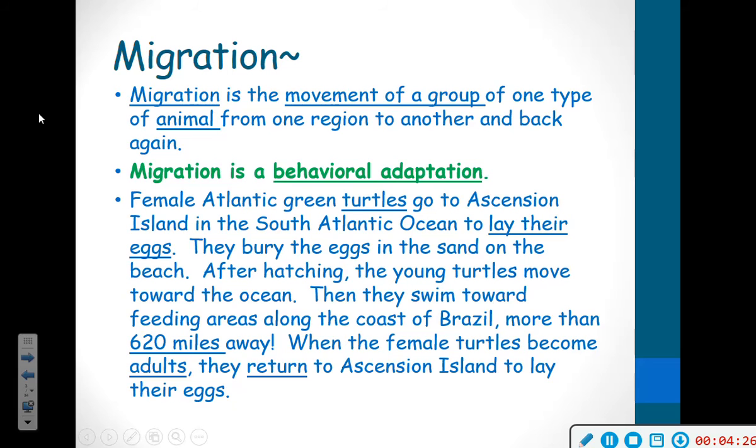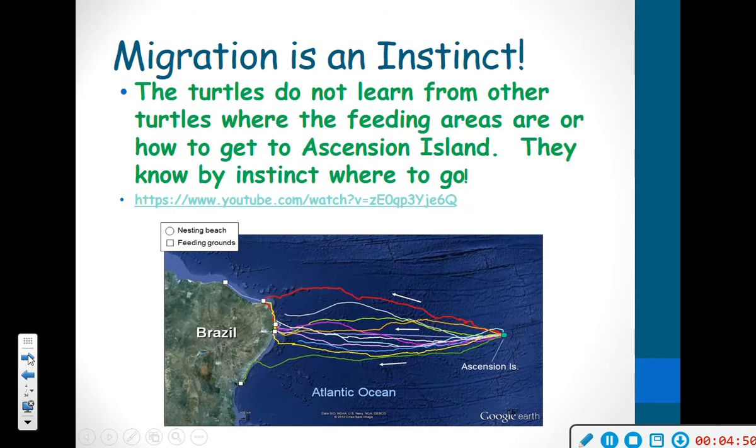And when the female turtles become adults, so these babies, the female ones, when they grow up, they return to Ascension Island and lay their eggs there. It's just something that they internally know to do. They have the instinct to go and lay their eggs on Ascension Island, and the babies just have that instinct to get to the water. Migration is an instinct. So our next page. The turtles do not learn from other turtles where the feeding areas are or how to get to Ascension Island. They know by instinct where to go.